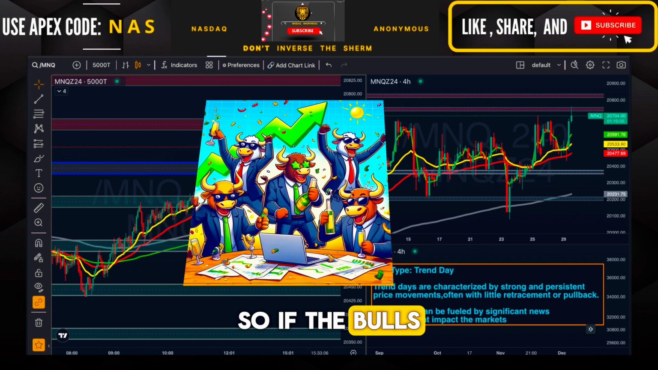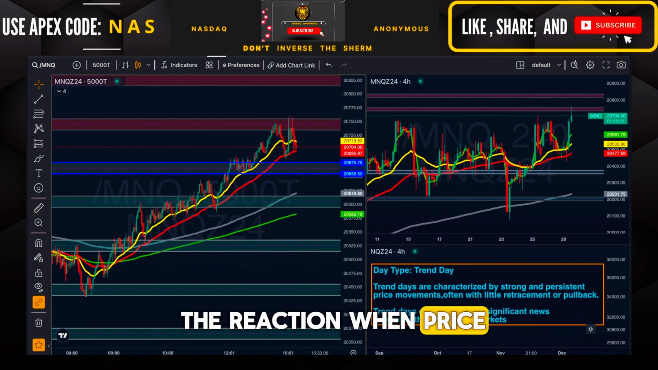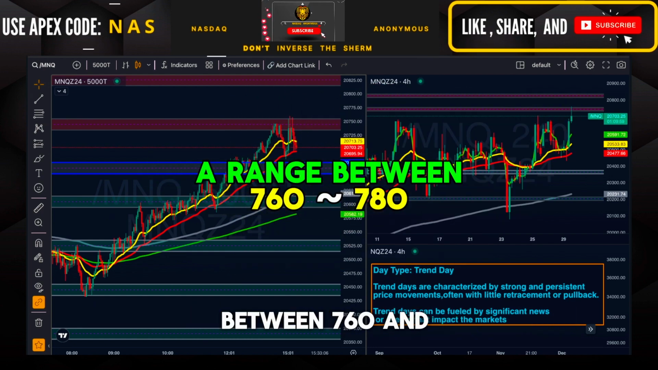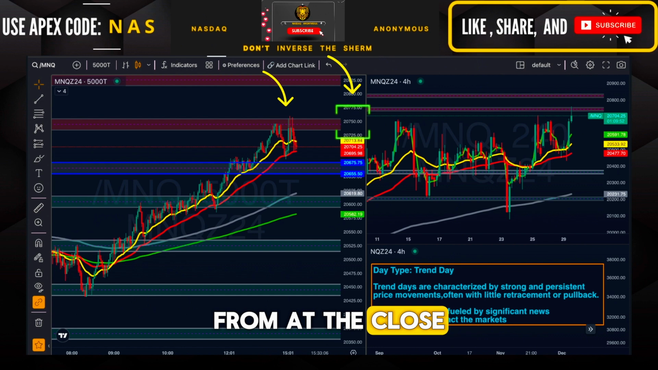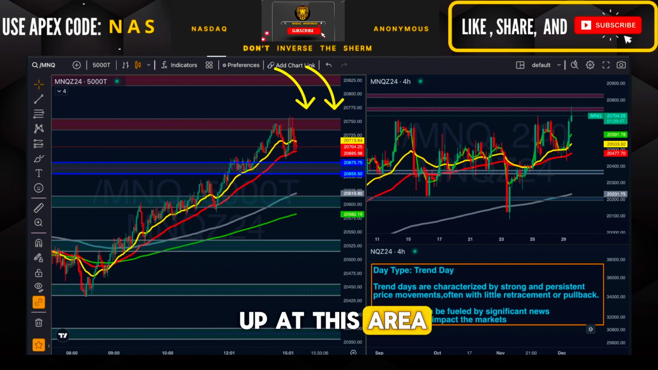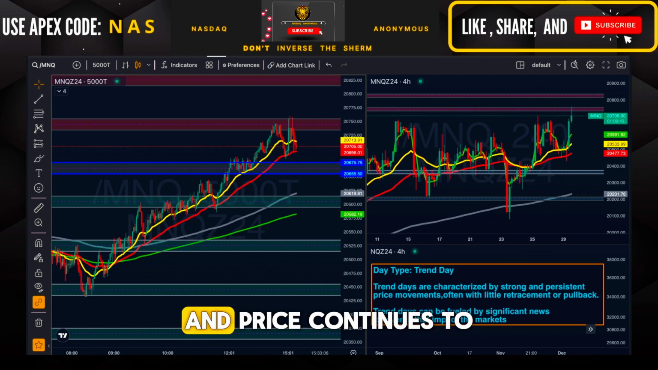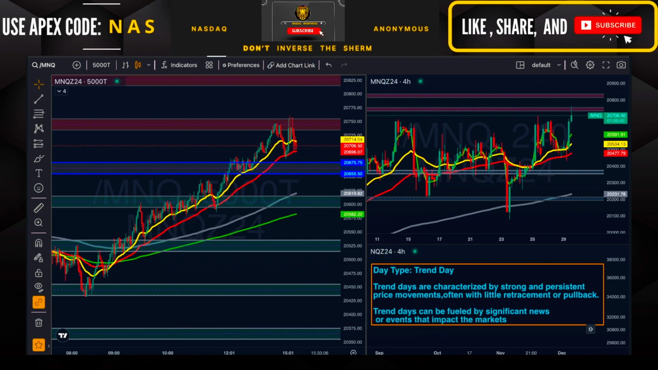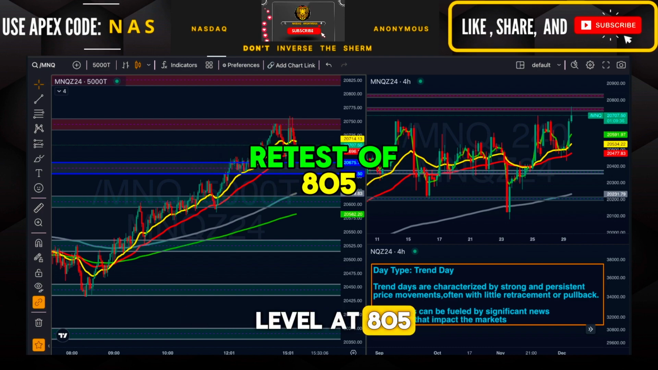If the bulls can maintain their control overnight, then I'll be watching the reaction when price trades within a range between 760 and 780, because this is the range where price rejected from at the close of the session. I do expect bears to step up at this area to sell the retest. But if the bears fail to regain control and price continues to trade higher, then I'll be watching the reaction when price retests the level at 805.